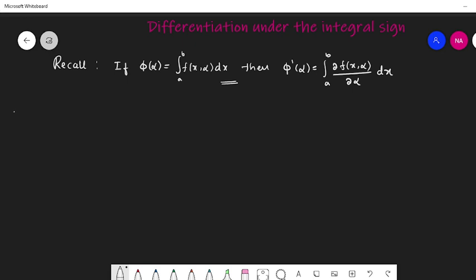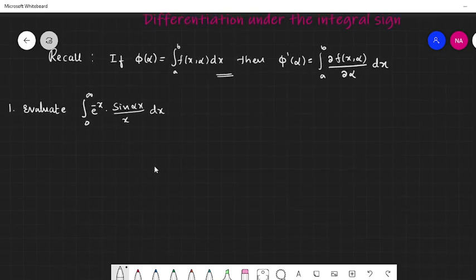So the first problem I am going to consider here is: by using the rule for differentiation under integral sign, evaluate integral 0 to infinity e power minus x sin alpha x divided by x dx. So this integral we need to evaluate.